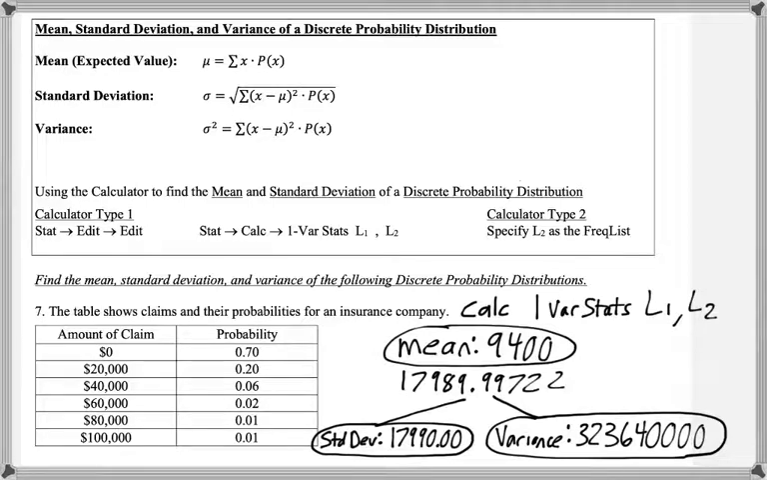You'll also notice that the mean of 9,400 is the same as the expected value that we got on question 1 of this section. And that's really because this is the same data as question 1 in this section. And the mean really is the same thing as the expected value.